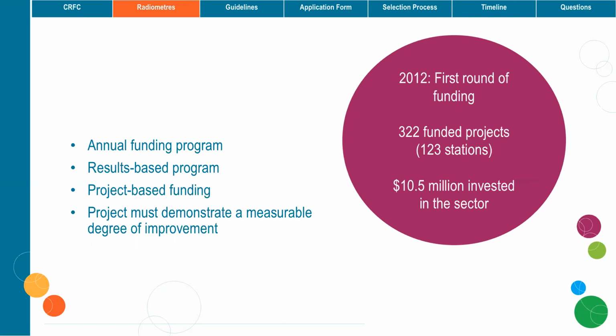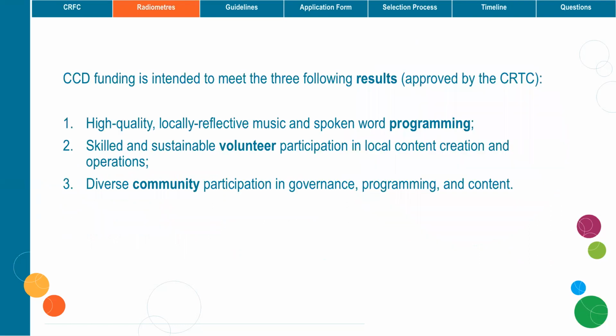So to respond to this mandate, we are using an outcomes-based approach to funding, which means that Radiometres is an outcomes-based program that focuses on specific measurable results. It has been established that CRFC revenues derived from this funding should contribute to the three following results. So here you have the three results. The first one is high quality, locally reflective music and spoken word programming. The second result is skilled and sustainable volunteer participation in local content creation and operation. And the last one, diverse community participation in governance, programming, and content. Just so you know, these three results have been approved and validated by the CRTC.